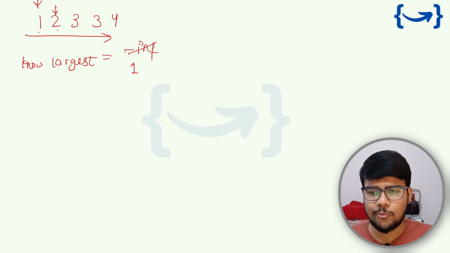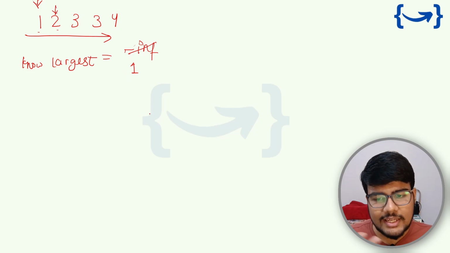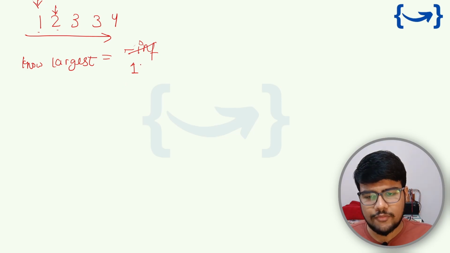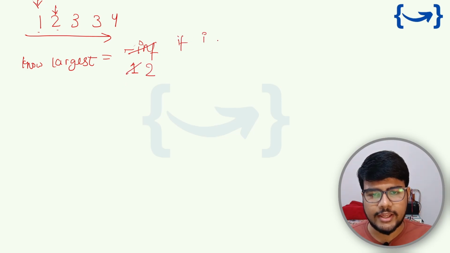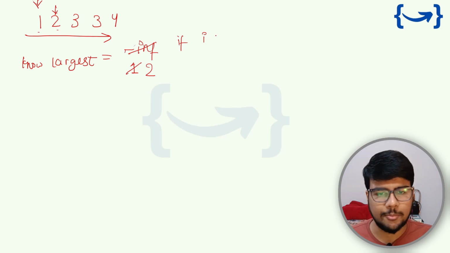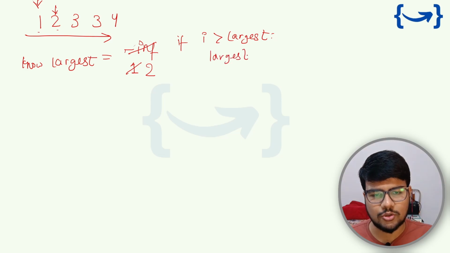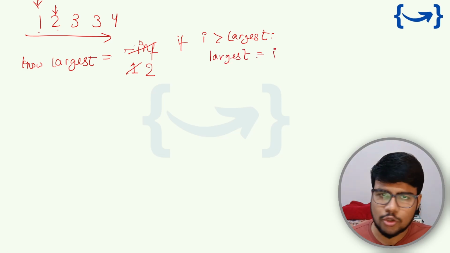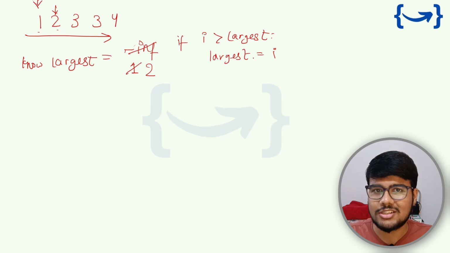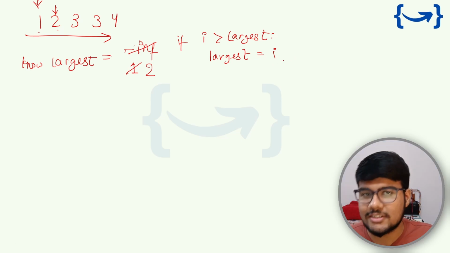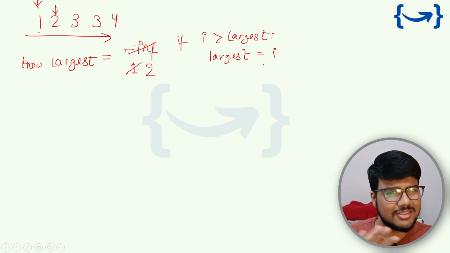Now at the second point we'll find 2. So 2 is definitely greater than 1, so I will make largest 2. The point is, if my current element, let's say i or num, is greater than the largest that we currently stored, then please reinitialize my largest. This is the basic thing that we know to find the largest element. Now the stuff is to find the second largest element. This is a simple trick.